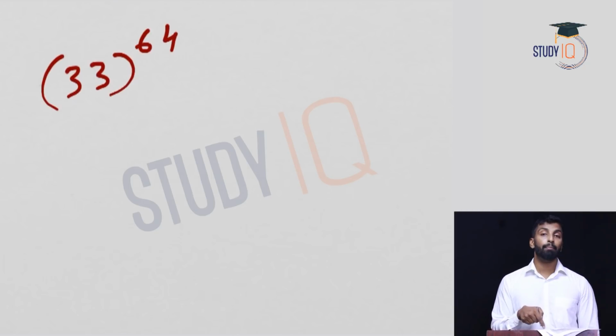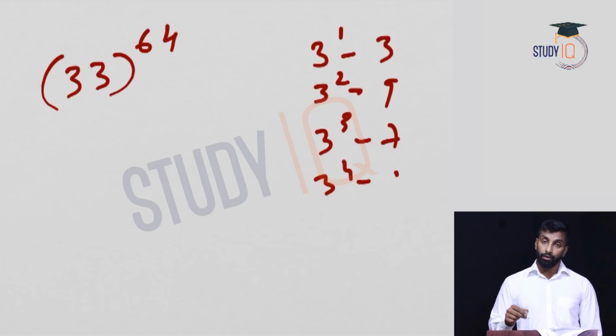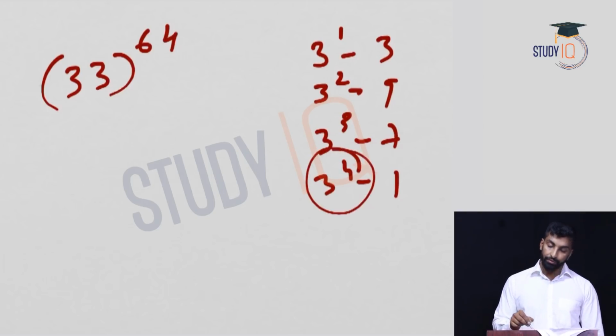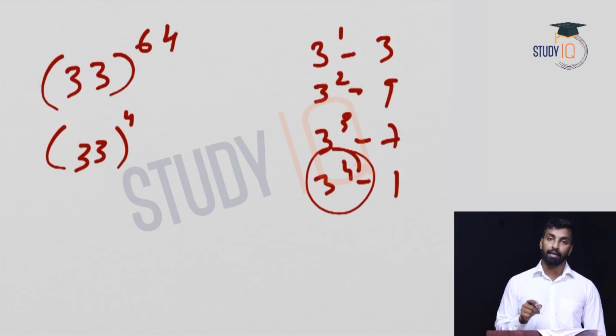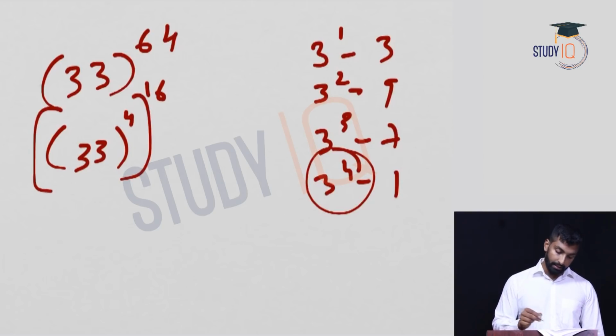So what if it is 33 raised to 64? Then the number is ending in 3. I don't have a method. So what I'll do, I'll convert this into a number ending in 1, right? So I know 3 raised to 1 is 3, 3 square is 9, 3 cube is 7, 3 raised to 4 is 1, right? So if I can write in terms of 3 raised to 4 or 33 raised to 4, I can get the number in the bracket which is ending in 1. So this is nothing but 33 raised to 4 raised to 16.